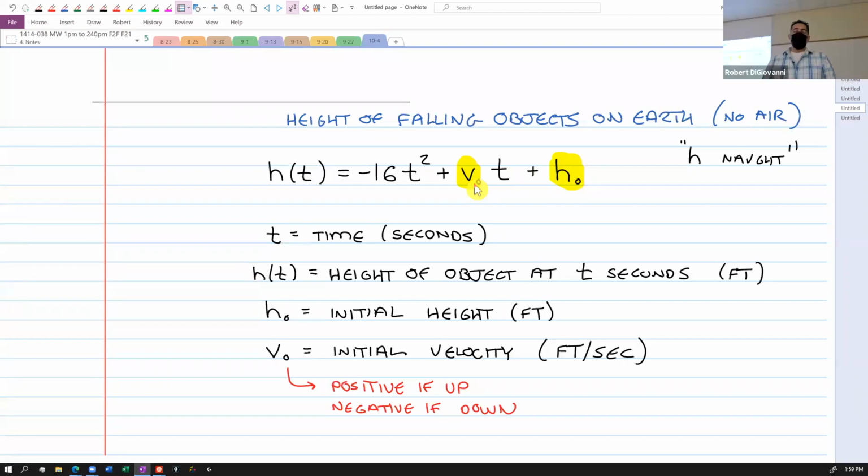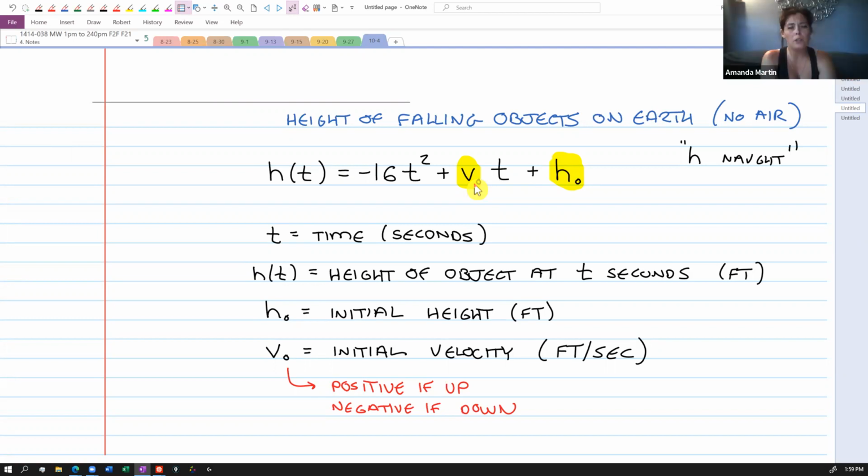If this were a rocket, it would be a little different, because when you launch a rocket, it's still got propellant. There's a force, so there are two forces: the force of the rocket and the force of gravity. So this is a free-falling object where the only thing acting on it is gravity, but you are allowed to give it some initial velocity upward or downward.